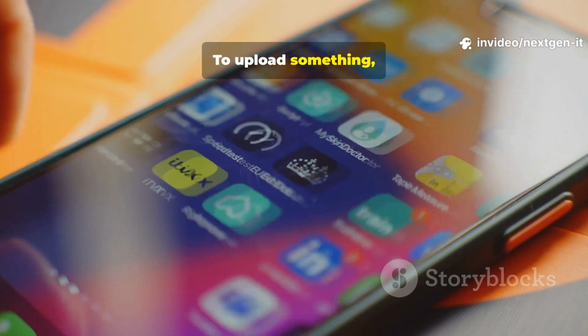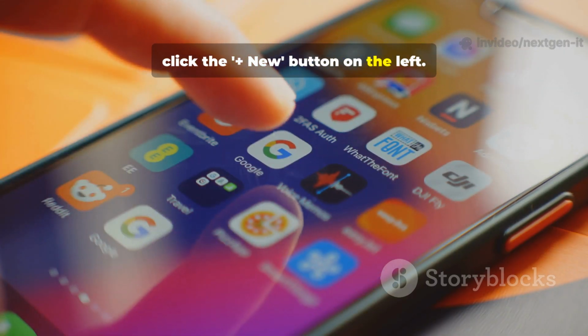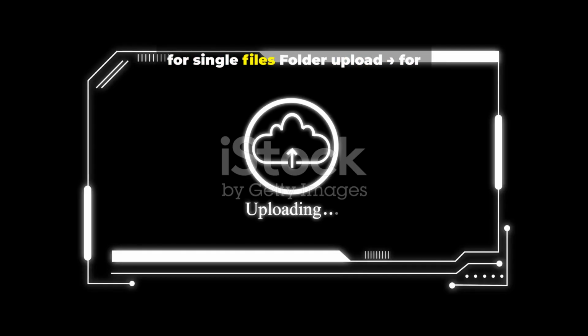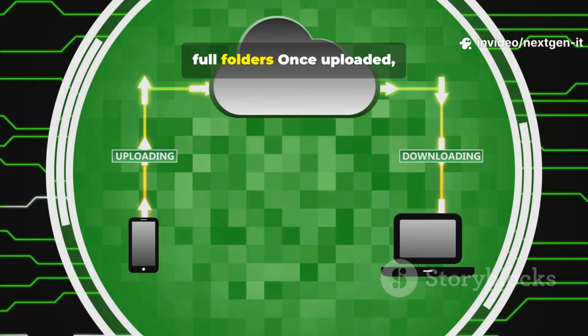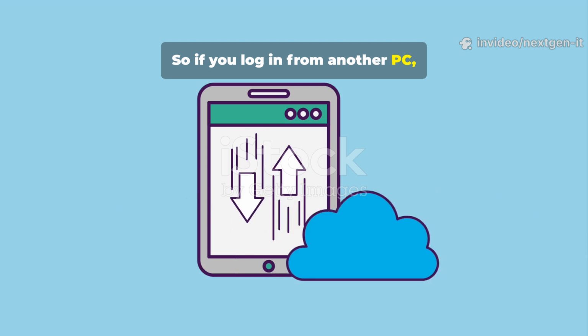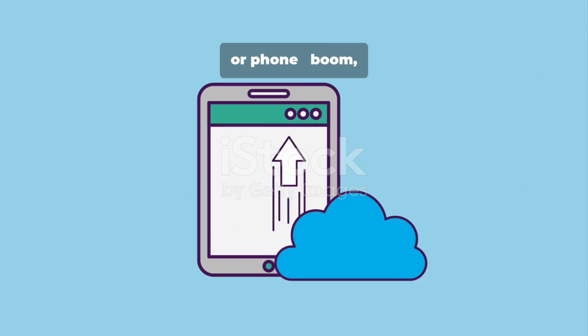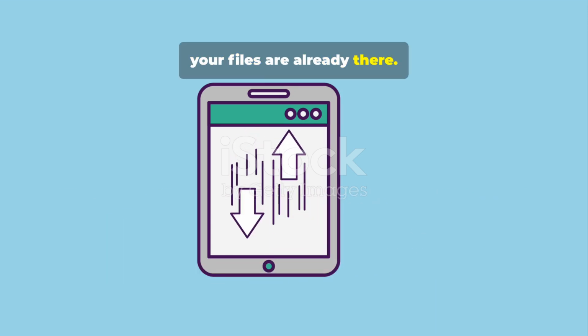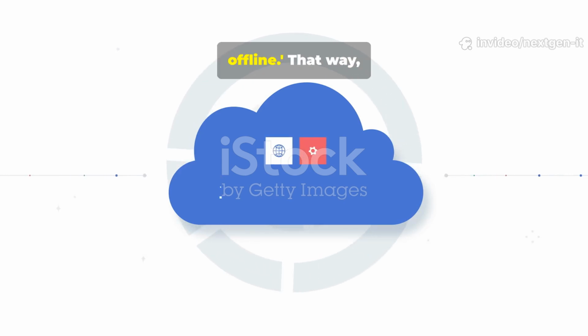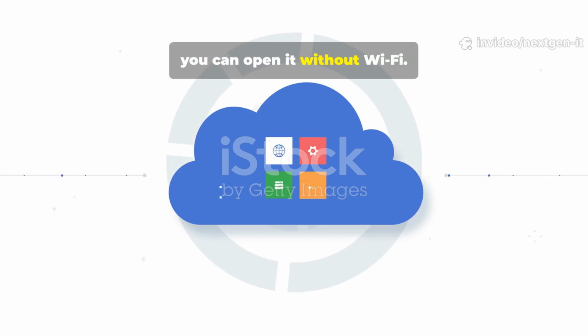To upload something, click the plus New button on the left. You'll see two options: File Upload for single files, Folder Upload for full folders. Once uploaded, it automatically syncs with your Google account. So if you log in from another PC, laptop, or phone, boom, your files are already there. If your internet is slow, right-click a file, Make Available Offline. That way, you can open it without Wi-Fi.